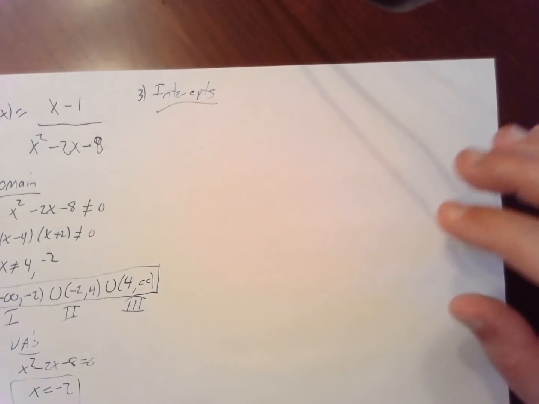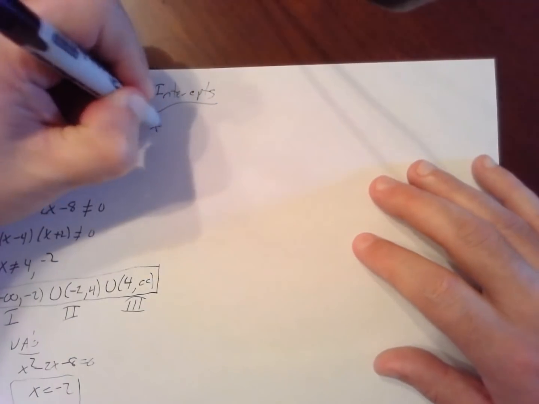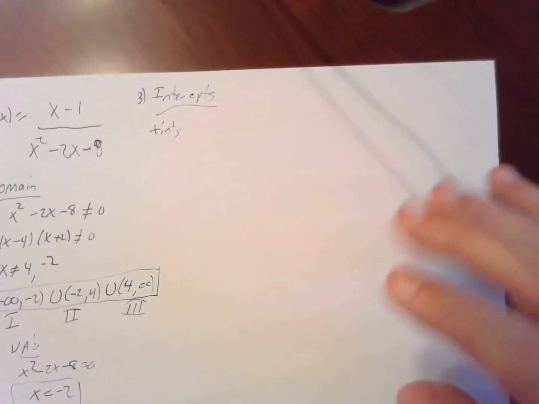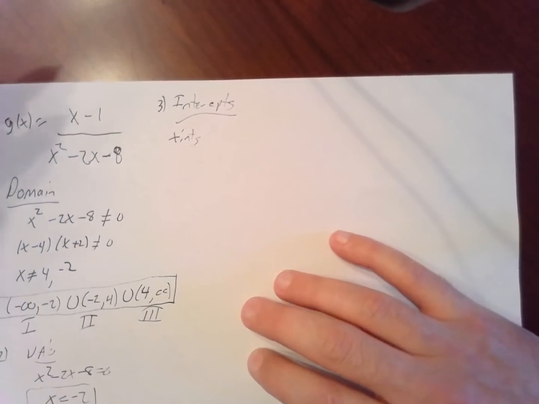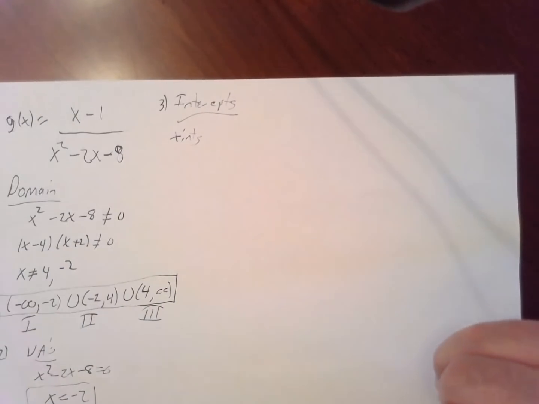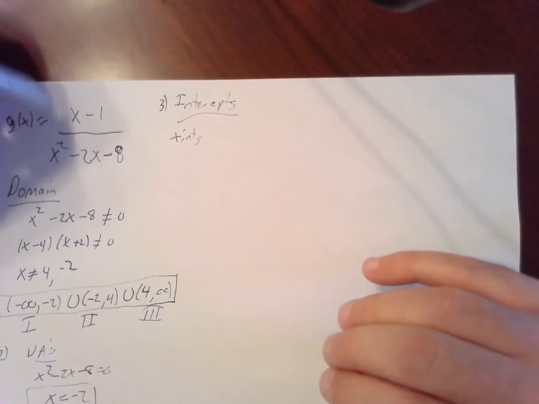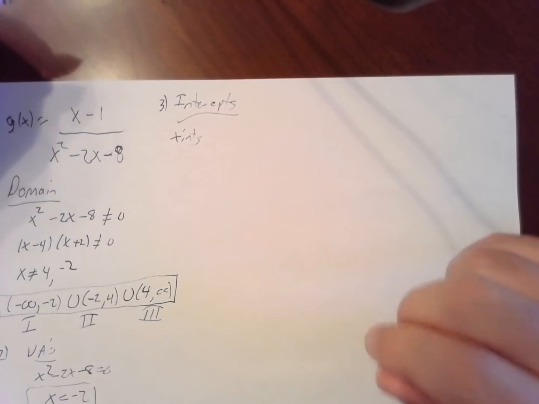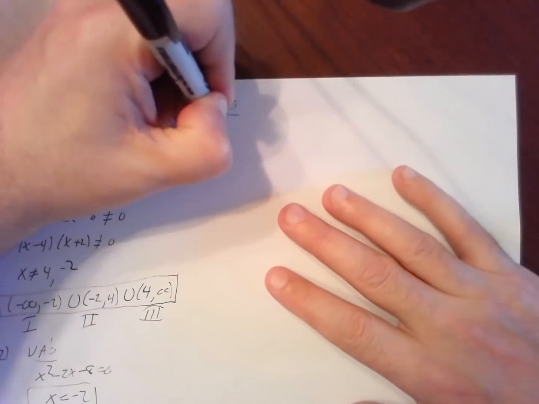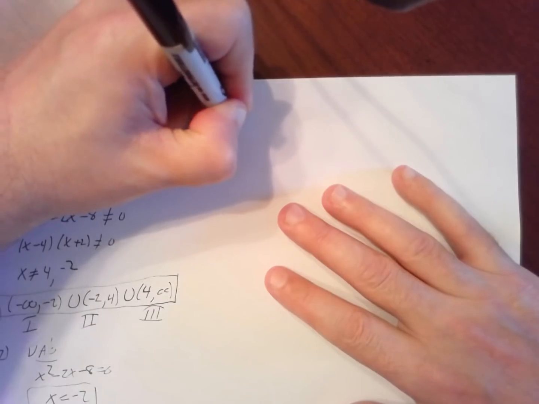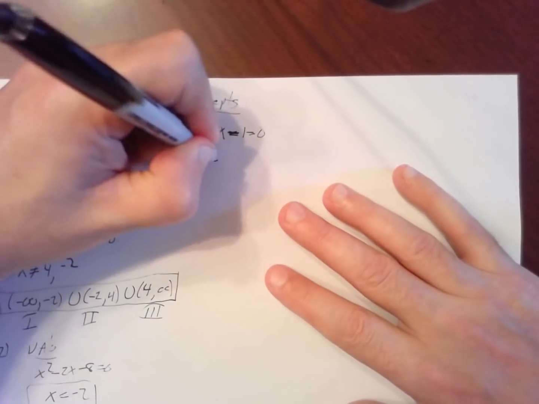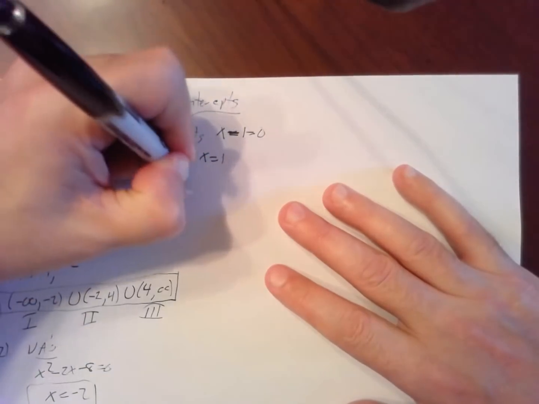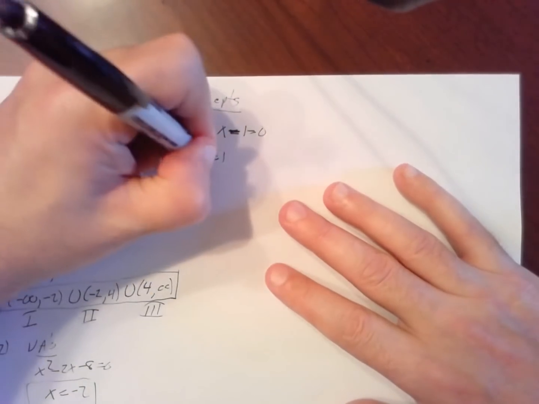Okay, x-intercepts. To find x-intercepts, we set the function equal to 0. We could write out all of this equal to 0. But again, here's the trick. The only way a fraction equals 0 is if the top equals 0. So all I have to worry about is the top. X minus 1 equals 0. X equals 1. So my x-intercept is the point (1, 0).